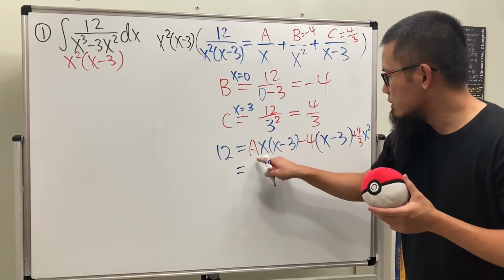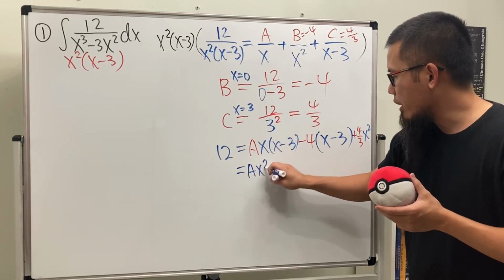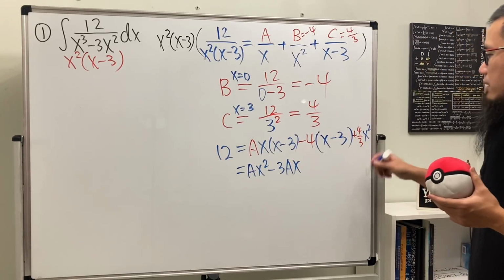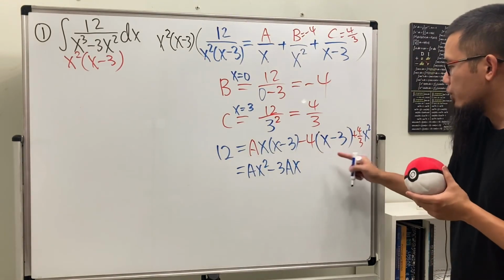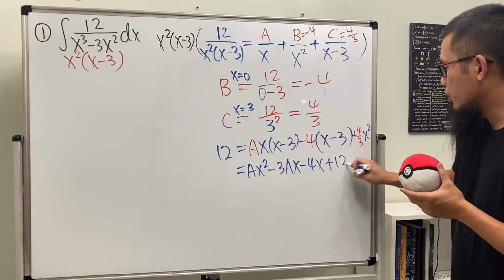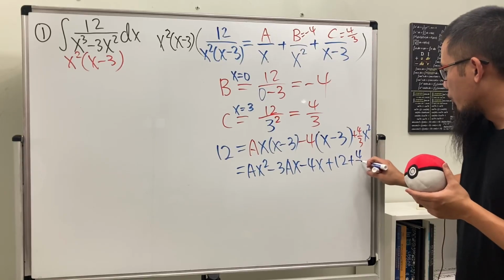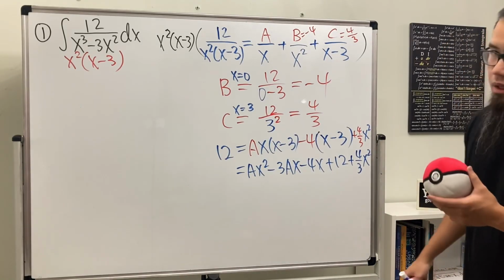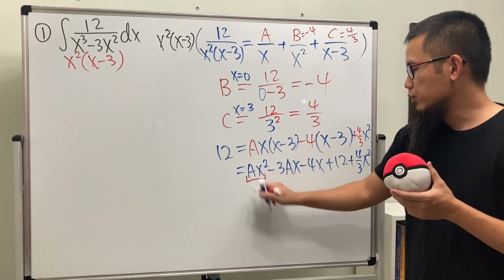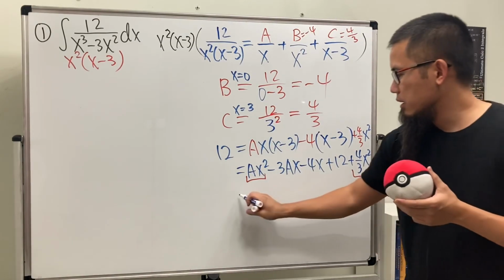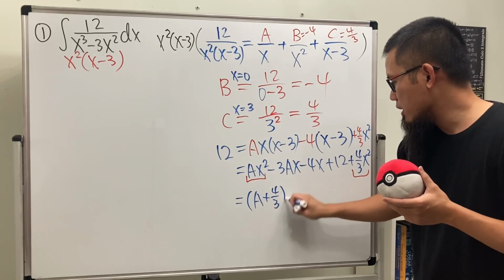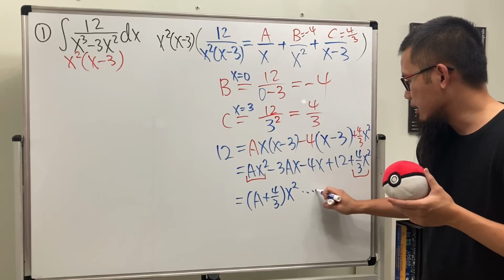Okay, here this is going to be ax squared and minus 3ax, and then in fact you don't really need to do anything, but let me just finish this real quick. This is minus 4x plus 12, and lastly we have the plus 4 over 3x squared. The reason I said we didn't really need to do too much is because we can just look at this and that. This right here will give us a plus 4 over 3 times x squared, and then other stuff.